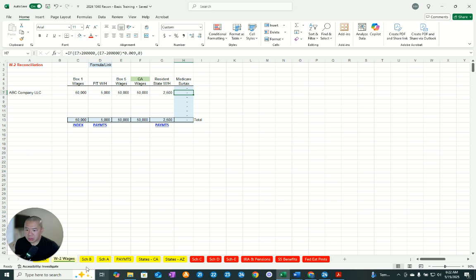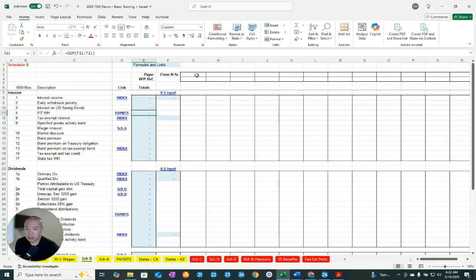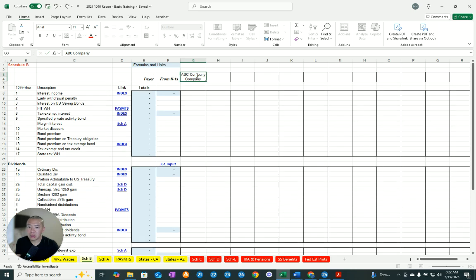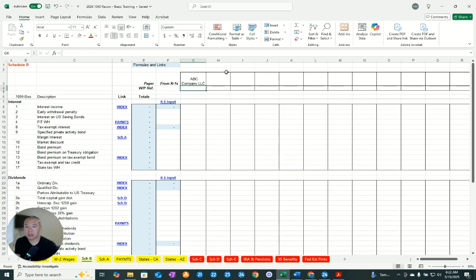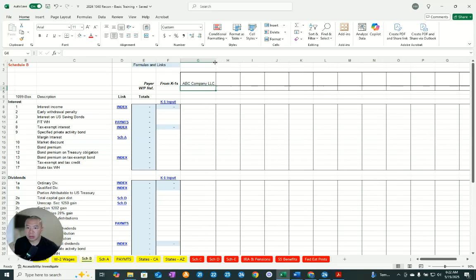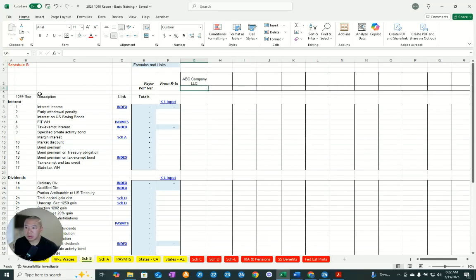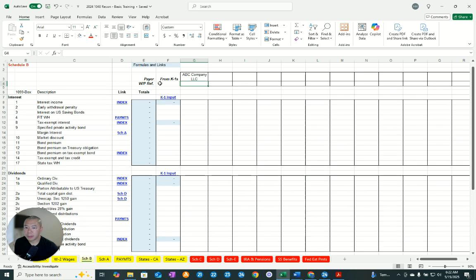And then interest. ABC company, LLC, just formatting. Interest, we put it as $25.